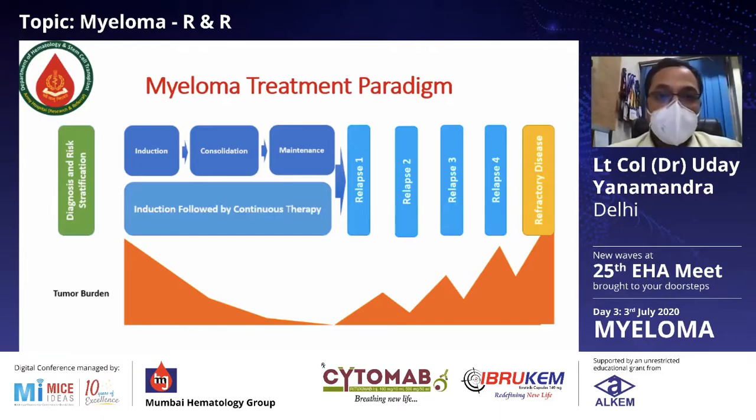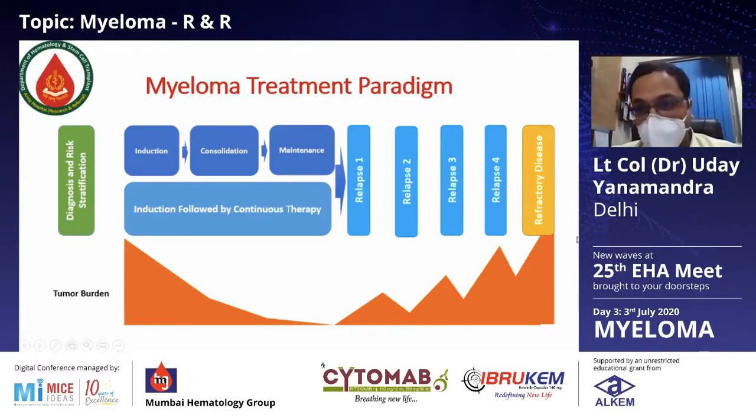So firstly, coming to the myeloma treatment paradigm, we all used to understand it as induction, consolidation, maintenance. But if we see the graph further, the disease will relapse at some point or the other. So the first relapse, then the second relapse, and the time gap between every relapse keeps halving. By the 4th or 5th relapse, the tumor burden is so high that it becomes a refractory disease, and then we lose the patient.